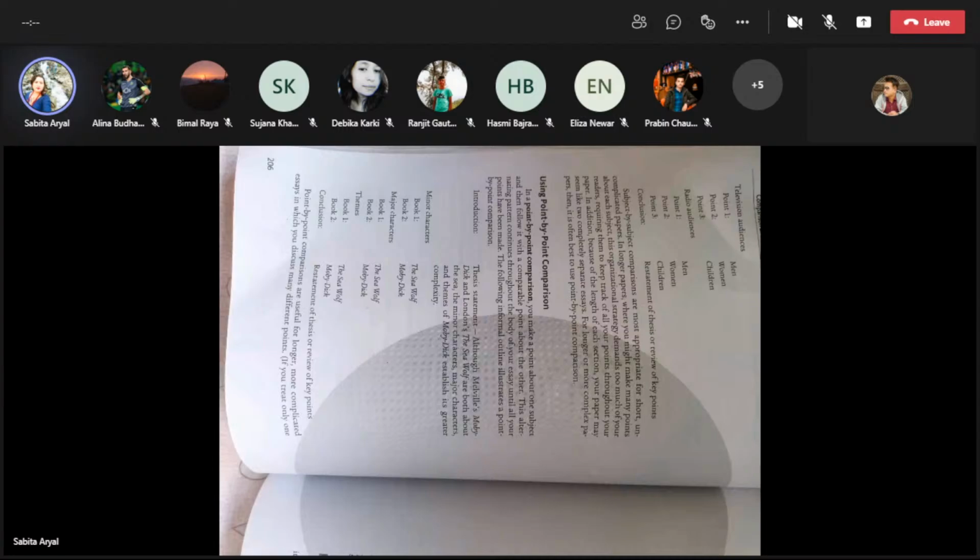The following informal outline illustrates a point-by-point comparison. के गर्छ त यसले हेर्नुस् त. Here is an example. Introduction, minor character, major character, themes छ. यसलाई एक र अर्कोलाई बराबर comparison गर्यो भने point-by-point comparison हुन्छ. Remember it. Now, see it at its last.